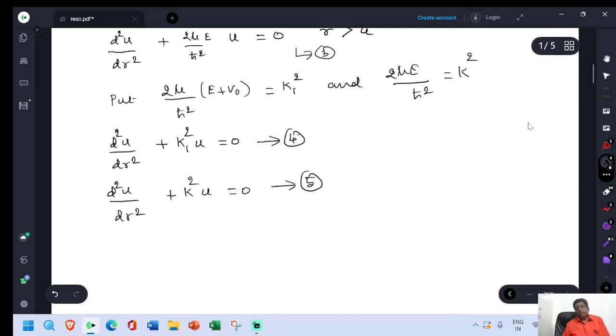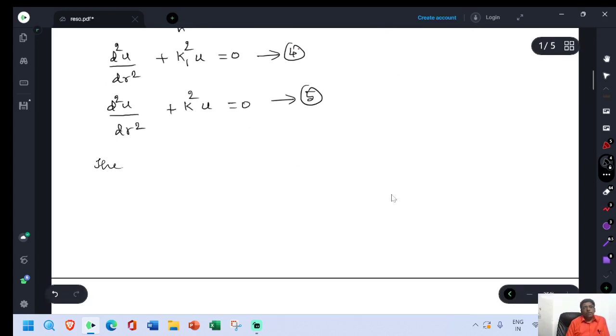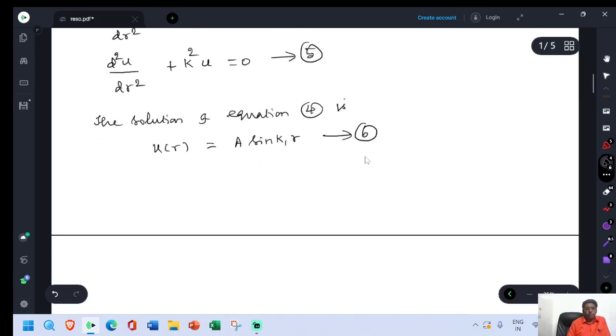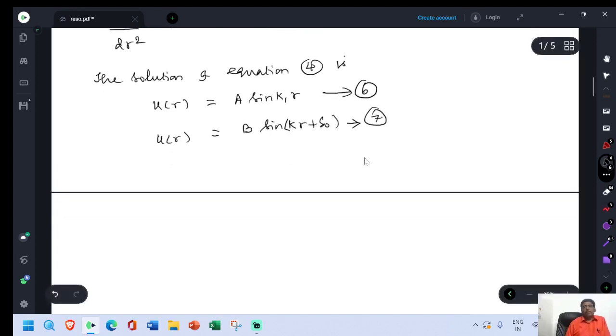This is equation 5. Now we have to write the solutions. The solution of equation 4 is u of r equal to A sin k1 r. Now the solution for equation 5 is u of r equal to another constant B into sin of kr plus delta 0. If the nucleon comes out of the potential well, it suffers a phase shift, that is, delta 0 is the phase shift. This is equation 7.